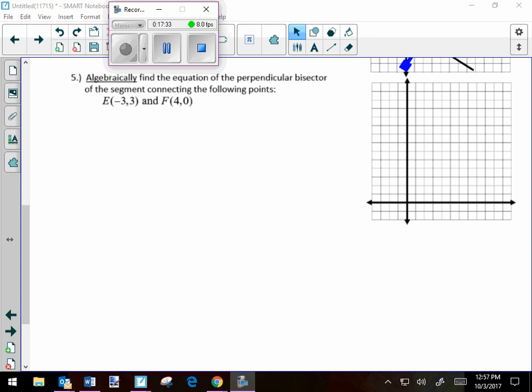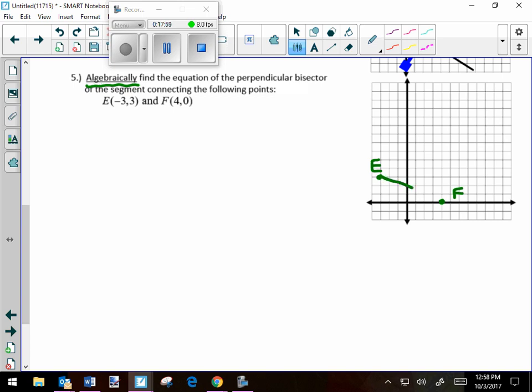When I look at this, I realize that they are telling me to solve this algebraically. That means I have to show work for all the math I do. I'm using my graph as a guide to make sure that what I'm doing makes sense. One of the points that I'm plotting is point E. The other point that I'm plotting is point F. And I am essentially looking for the perpendicular bisector of this segment.